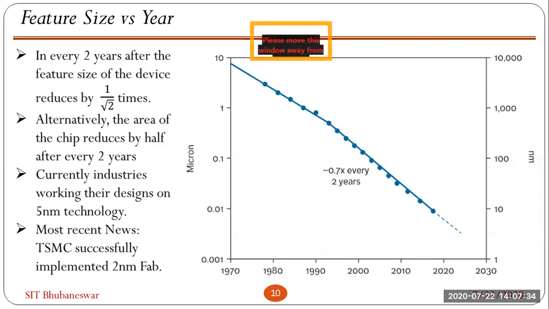Generally in an interview, a lot of people ask why it is 1 by root 2. First of all, they will ask what is the scaling factor from one technology to another. At that time, if you do not calculate it, you might say half, but actually it's 1 by root 2. Then they will ask why 1 by root 2, so you have to justify that. If 1 by root 2 is the scaling factor in both length and width, then 1 by root 2 into 1 by root 2, the area will be half. According to Moore's law, every 2 years the area will be half. Got the point?